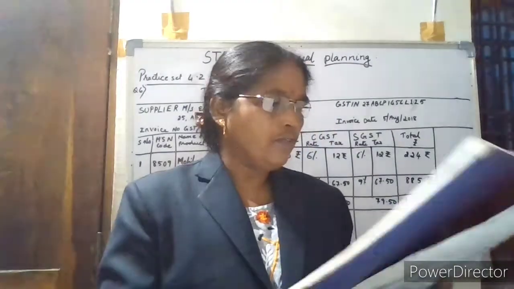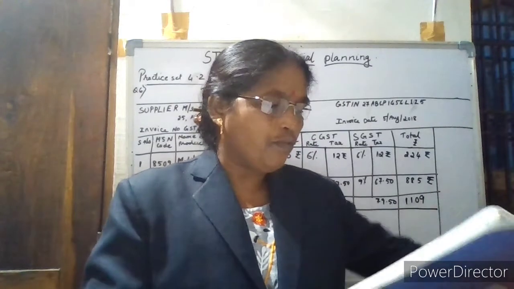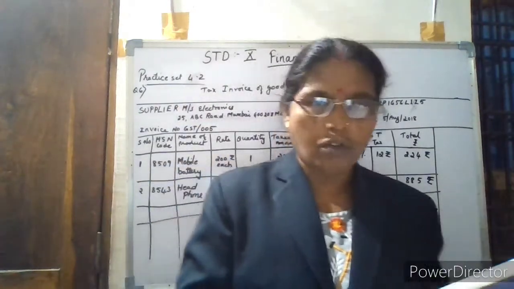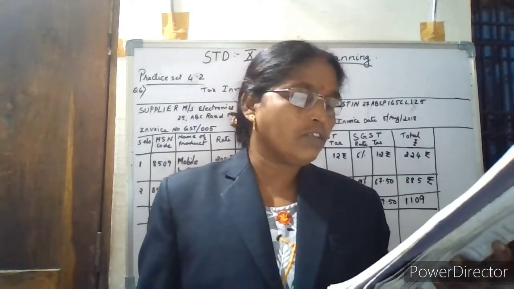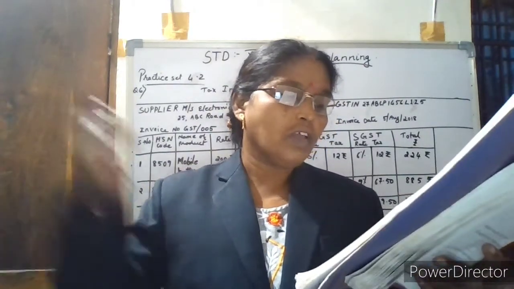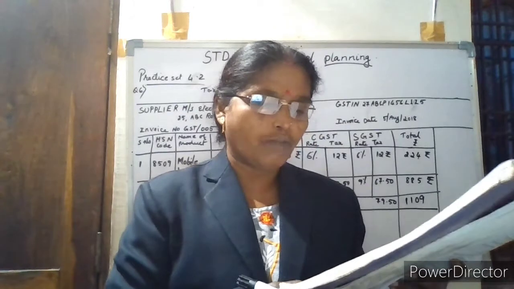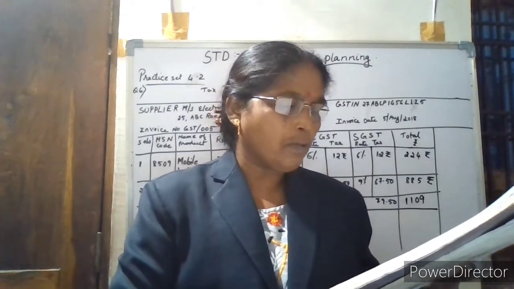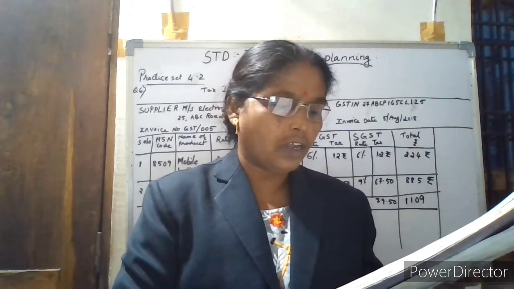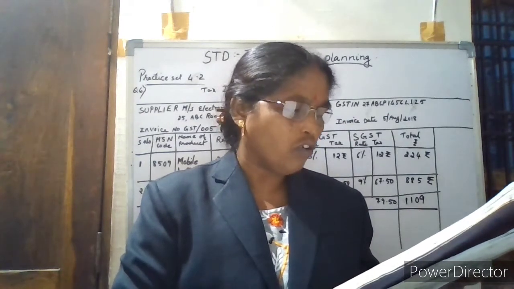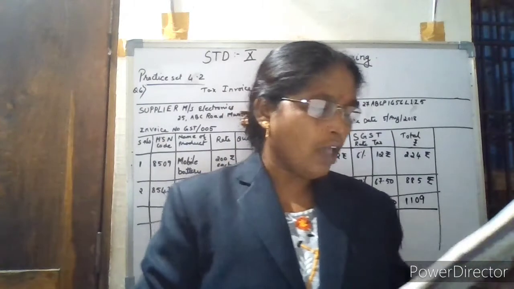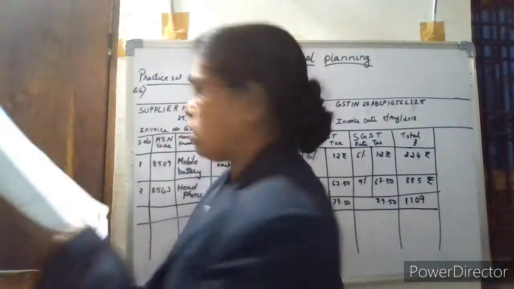Now let us solve the sixth question. Fifth question is just like the fourth one, so you have to do it on your own. Sixth one: prepare a business to consumer, that is B2C, tax invoice using the given information. Write the names of the supplier, address, state, date, invoice number, GSTIN, etc. as per your choice. So supplier is MS Electronics as it is given.